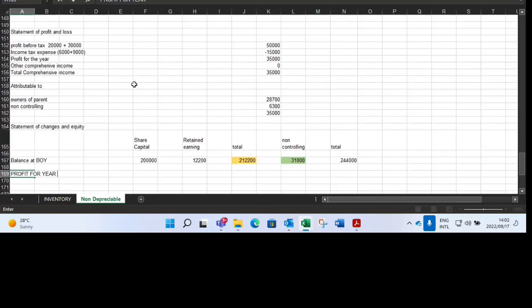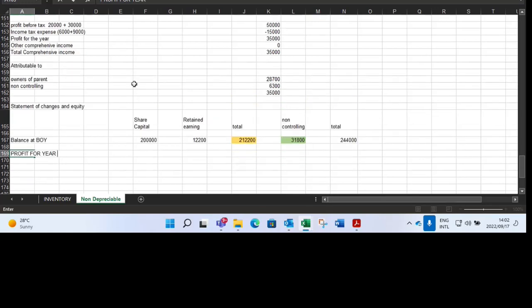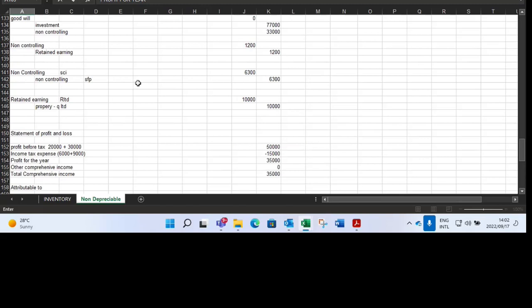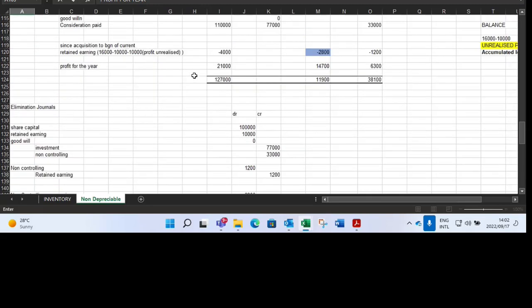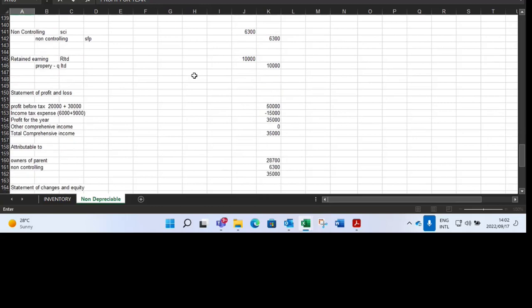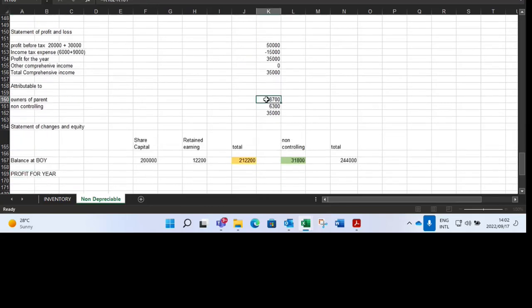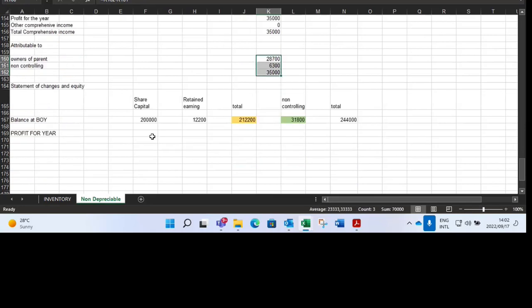So the profit for the year is going to come from the profit here in China, the one we did here, statement of profit and loss, which we got how much? We got this. So here it will be the 28,700. On the non-control, it will be the 6.3.